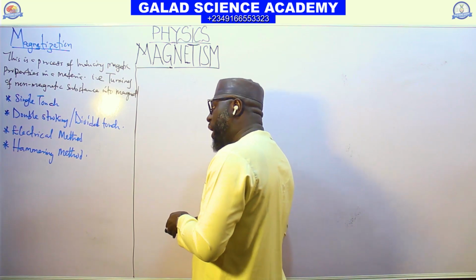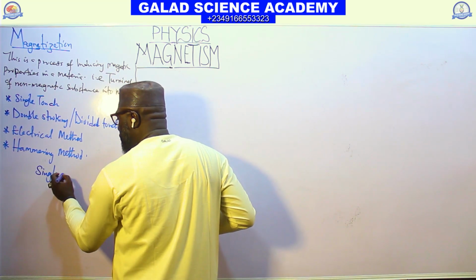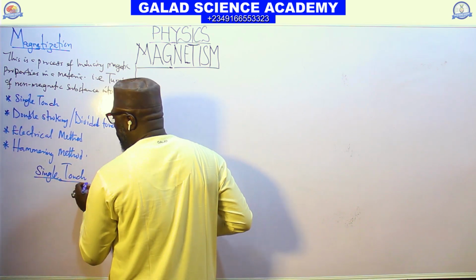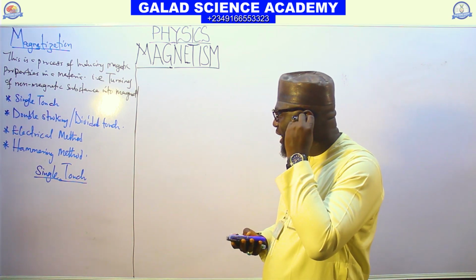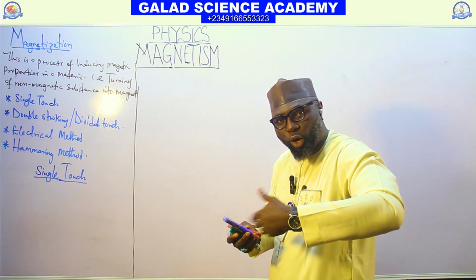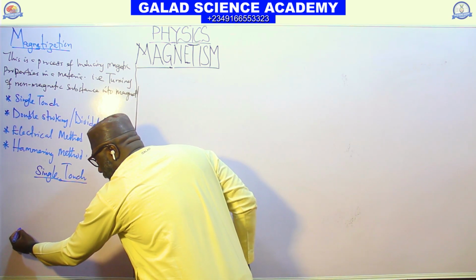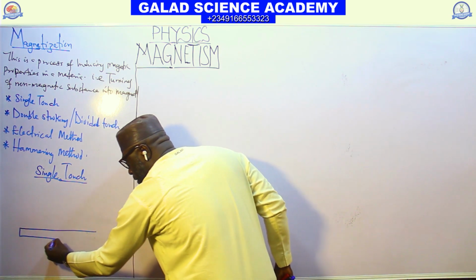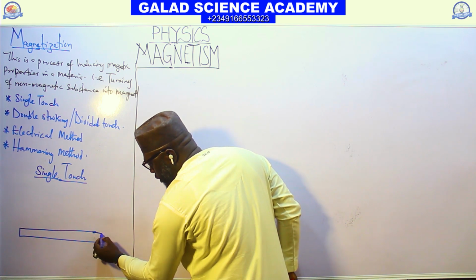So let me start from the single touch method. The single touch method of making a magnet is very easy. This method just deals with the stroking of a magnet on a non-magnetic substance.